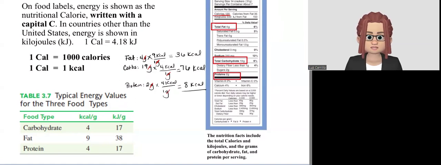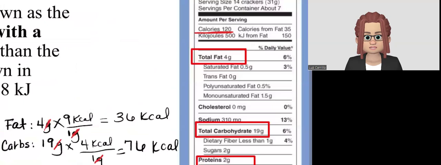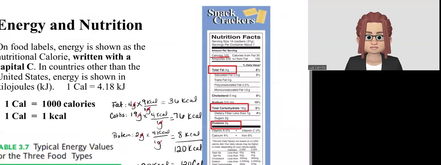So when I take 36 plus 76 plus 8, I find out 120 kilocalories are present per serving. In other words, because 120 kilocalories equals 120 nutritional calories, notice the capital C, that's where this value comes from. Let's do a couple more examples to understand this concept a little bit further.